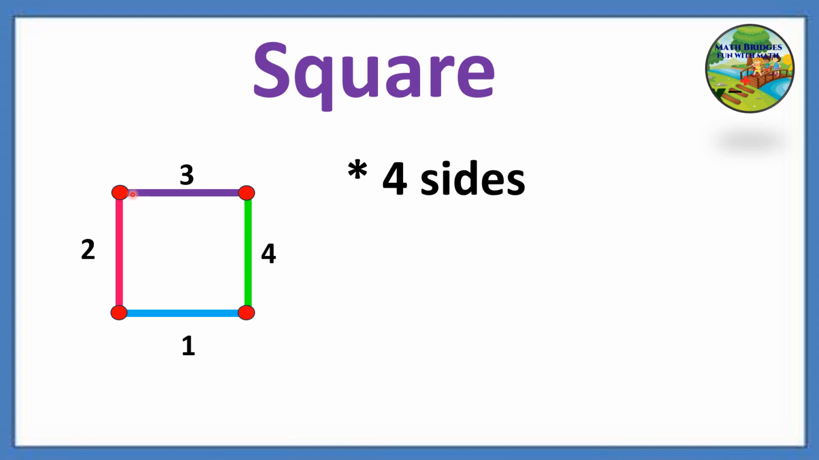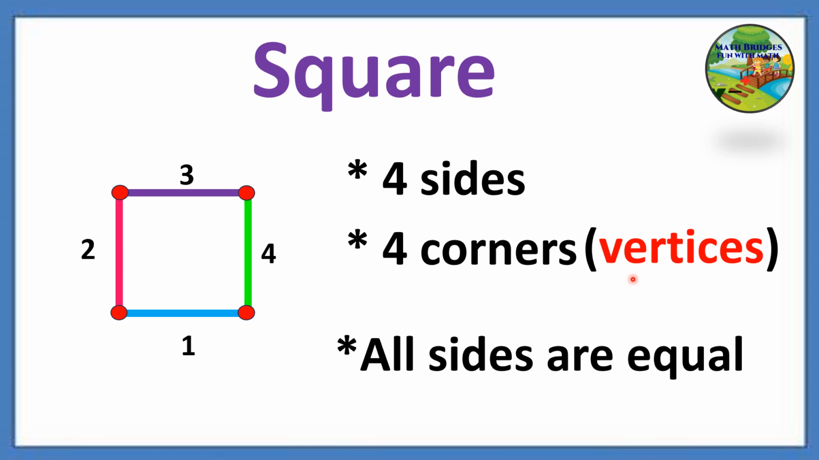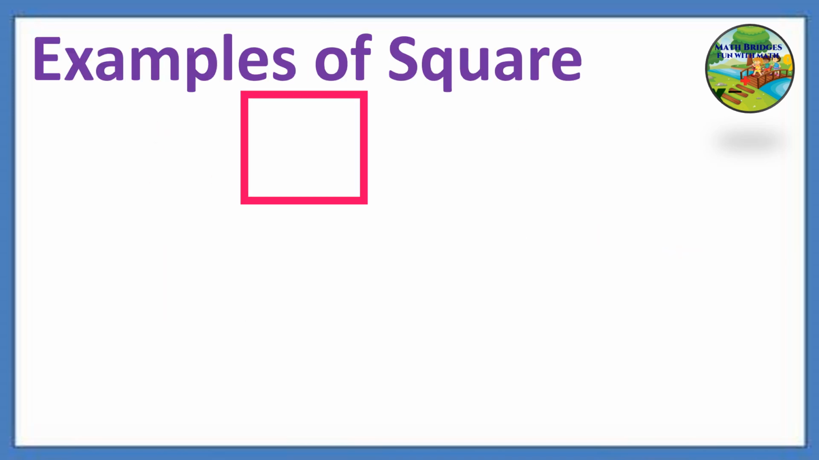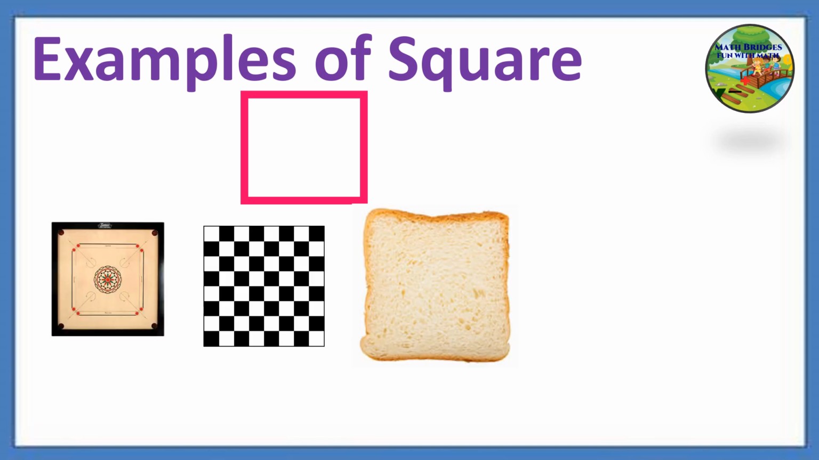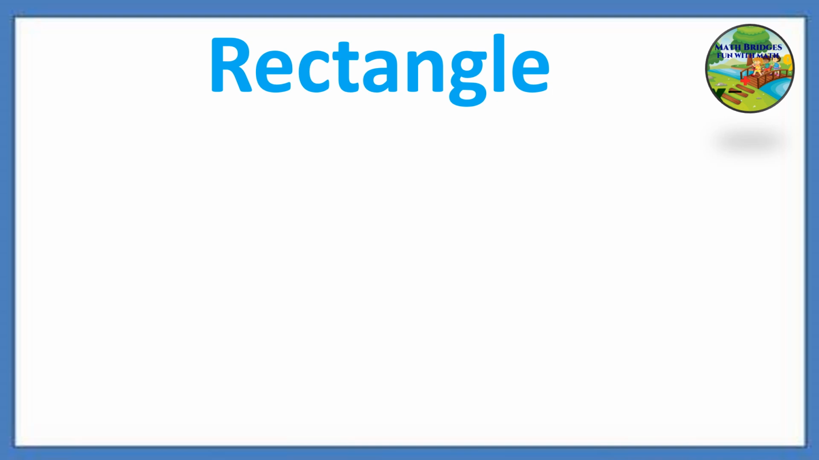So a square has how many vertices? 1, 2, 3 and 4. Four corners, or we can call them vertices. The mathematical term is vertices. Vertex is singular form. And all sides are equal in a square. If you observe, all the sides are equal in a square. Some real life examples of square you can observe on the screen: a carom board, chess board, bread slice. Some of the windows will be in the shape of a square. Like that you can observe in your surroundings what different kinds of square objects you can find and note them down.